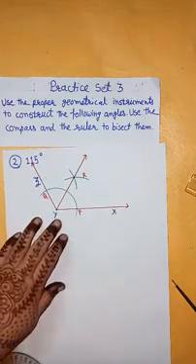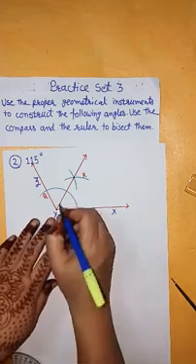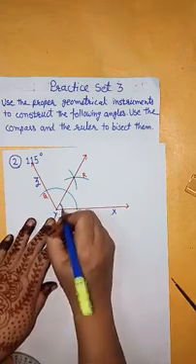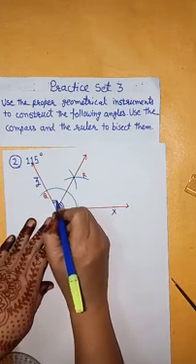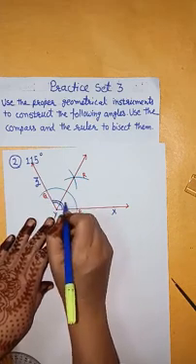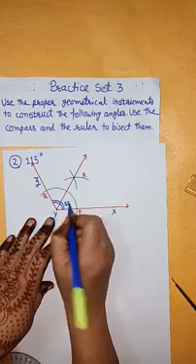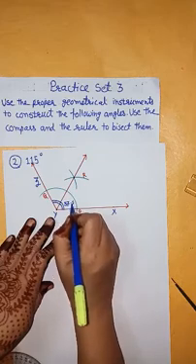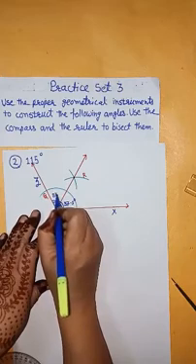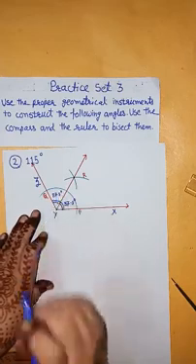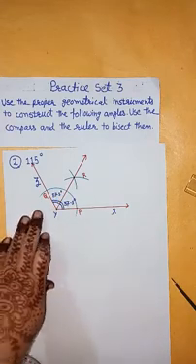Now, if you want to show these measures, you have to mark these angles here by drawing such markings. And here you have to write down 57.5 degree and here also 57.5 degree. Again, same method we have to follow.